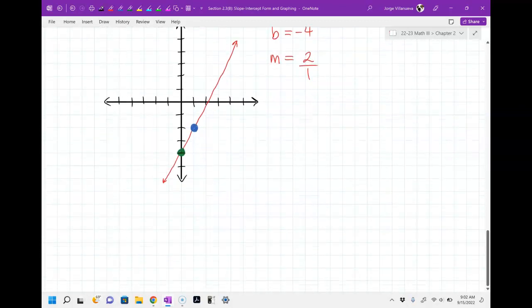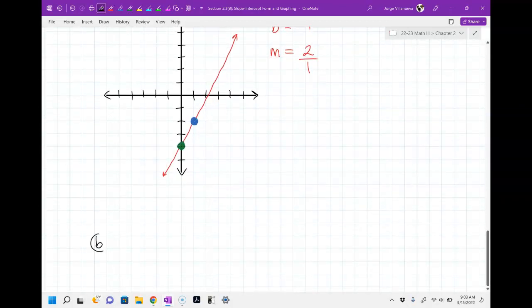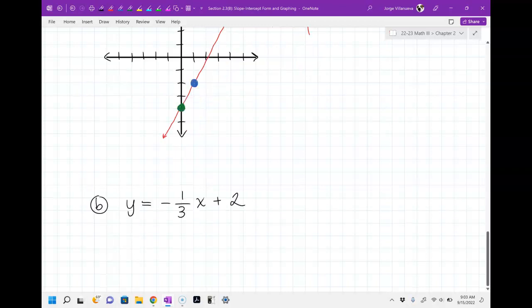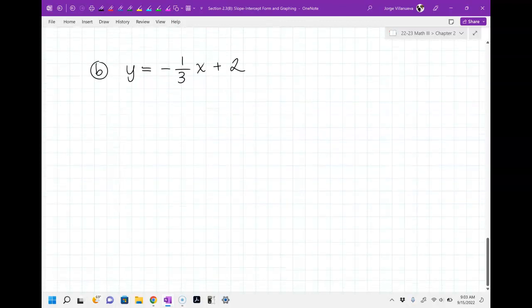All right, so let me do one more that's going to be very similar to a homework problem, but it is not a homework problem. Let's say, so this is not a homework problem, but it's close to what you're going to see.